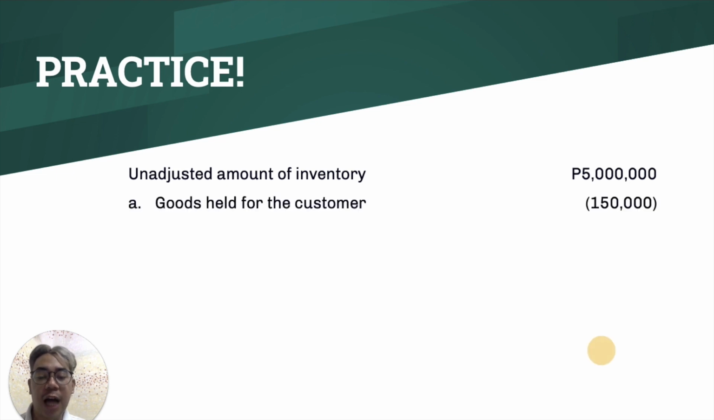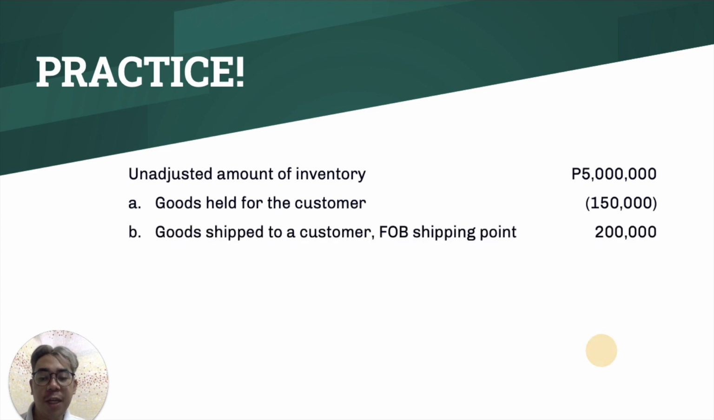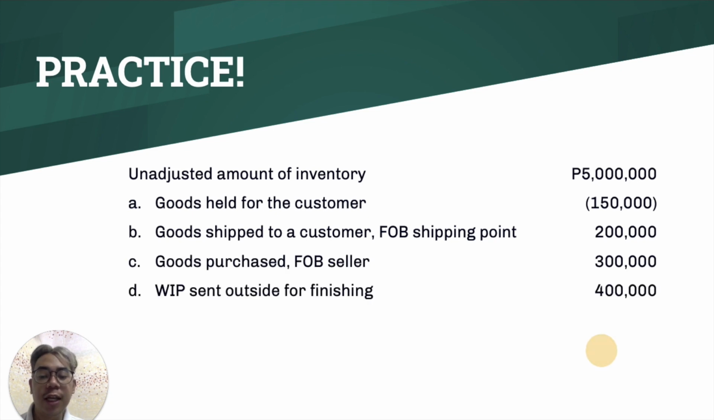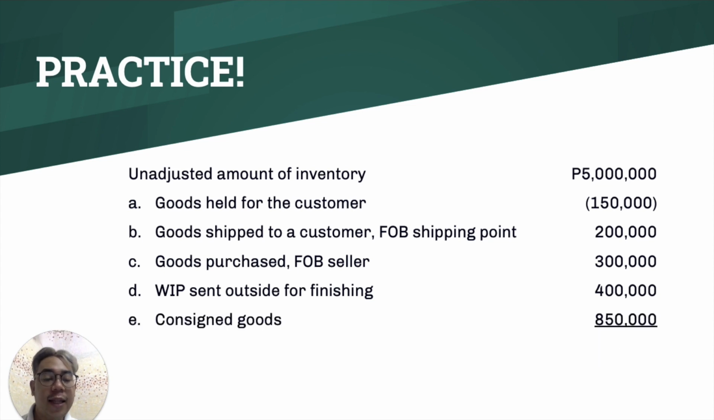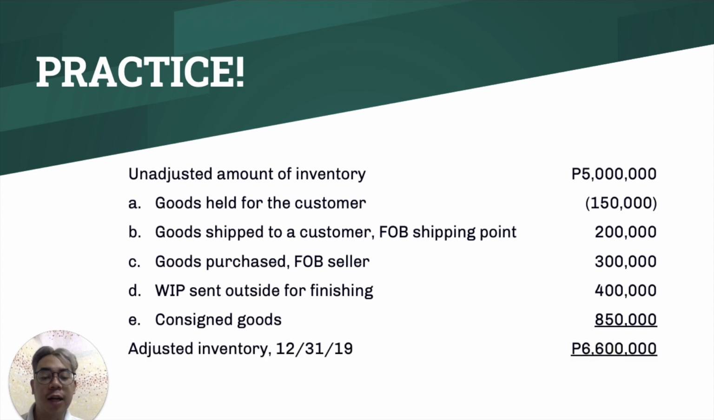For letter A, our adjustment is deduct 150,000. For letter B, we will add 200,000. For letter C, we will add 300,000. For letter D, we will add 400,000. And for letter E, we will add 850,000 pesos. So, ang adjusted amount ng inventory on December 31 is 6,600,000 pesos. So that would be for recognition of inventory.